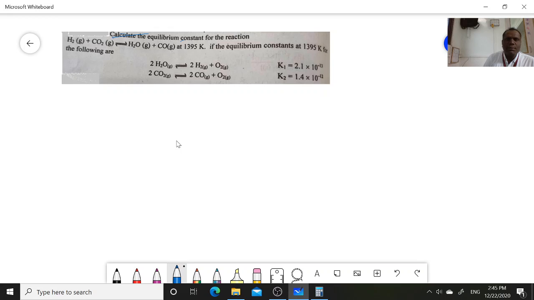Calculate the equilibrium constant for the reaction H2 gas plus CO2 gas, in equilibrium with H2O gas plus CO gas, at 1395 Kelvin, if the equilibrium constants at 1395 Kelvin for the following reactions are: 2H2O gas giving 2H2 gas plus O2 gas, and 2CO2 giving 2CO gas plus O2 gas. For the first reaction K1 is 2.1 into 10 raised to minus 13, and for the second reaction K2 is 1.4 into 10 raised to minus 12.